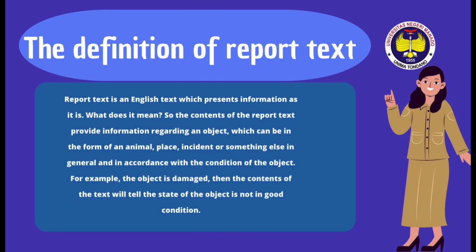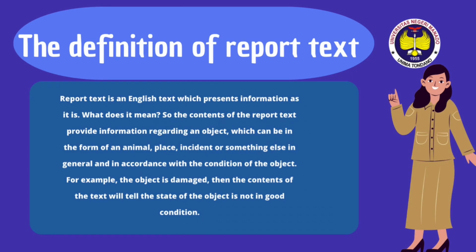Definition of report text. Report text is an English text which presents information as it is. What does it mean? The contents of the report text provide information regarding an object, which can be an animal, place, incident, or something else in general and in accordance with the condition of the object. For example, if the object is damaged, then the content of the text will tell that the object is not in good condition.